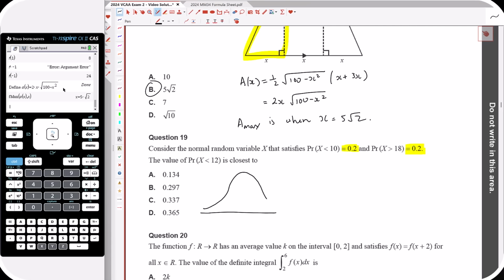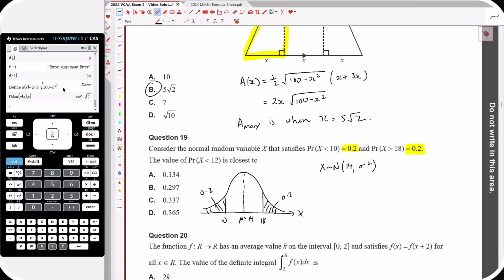We know the probability of x being less than 10 is 0.2. So this area here is 0.2. We also know the probability of x being greater than 18 is also 0.2. So because of the symmetry of those areas, we know straight away that the mean has to be halfway between 10 and 18. So the mean must be 14. So we know x is a normally distributed variable with a mean of 14 and an unknown standard deviation. So we're going to need to find the standard deviation first.